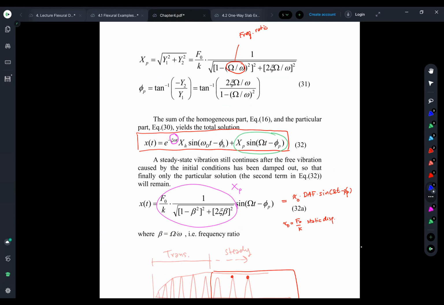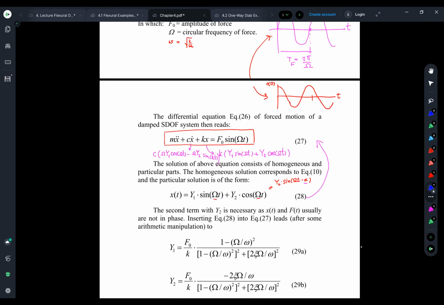In number 32, the total solution consists of two parts. The first part is the homogeneous part of the solution that takes care of the initial conditions of the system, and is contained in the two constants, xh and phi h, the amplitude of the homogeneous solution xh and the phase difference of the homogeneous solution phi h. And the second part is called the particular solution. This particular part is the part that makes the forces on the left and right sides of the equation of motion equal, as in equation number 27.